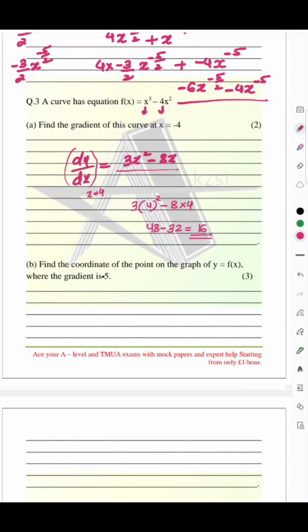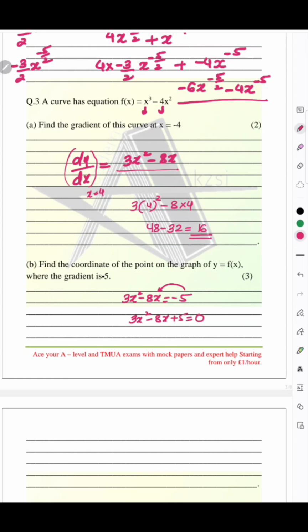Now part B says find the coordinate of the point on the graph y equals f(x) where the gradient is negative 5. In my previous video, I have already explained that the function that I'm getting after differentiation is the gradient function, and by substituting the different values of x, we'll get the different values of gradient at different points. So here they are asking you that at what point or points you'll get the gradient as negative 5. So our gradient function is 3x squared minus 8x equals minus 5. So I need to bring it here. It's 3x squared minus 8x plus 5 equals 0.